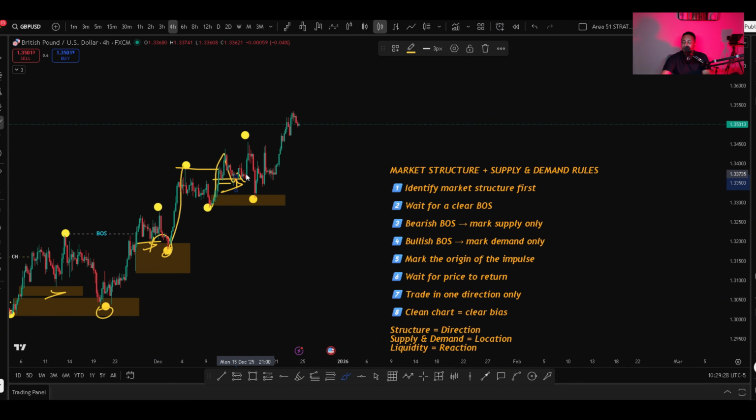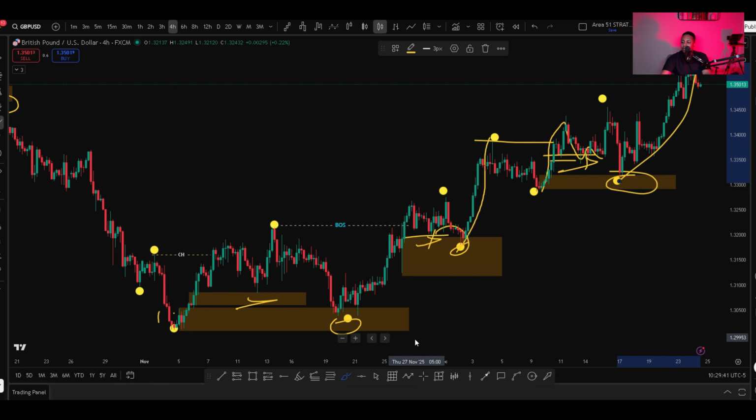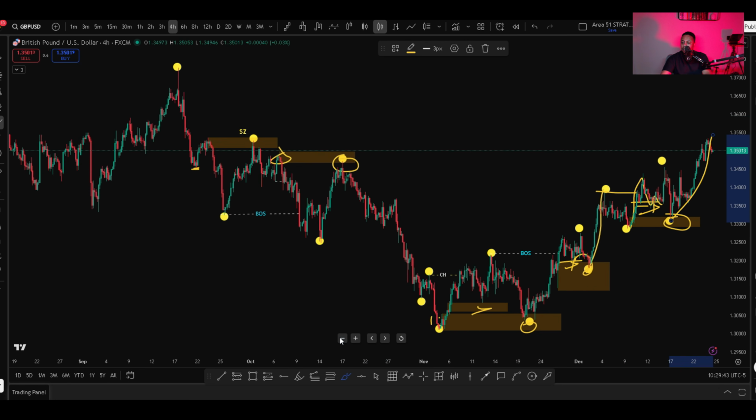Then what happened after that? Now they have enough liquidity to fill the rest of their orders. Now they execute another order right there. So this is how you execute supply and demand zones.